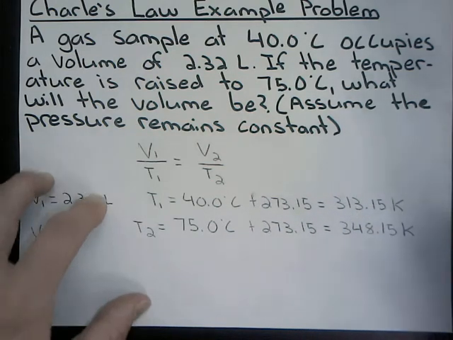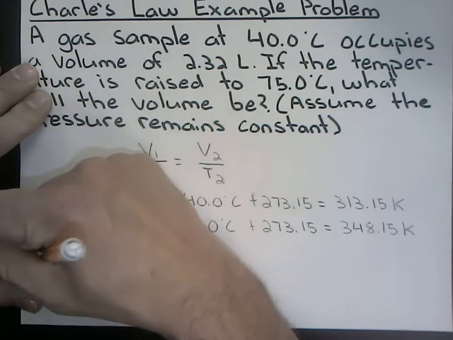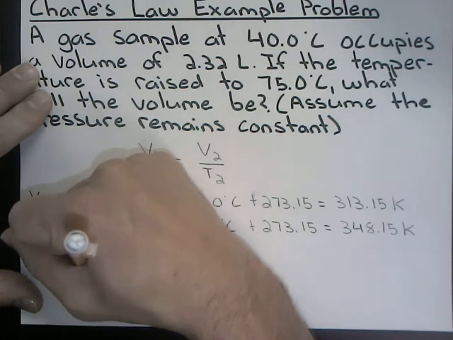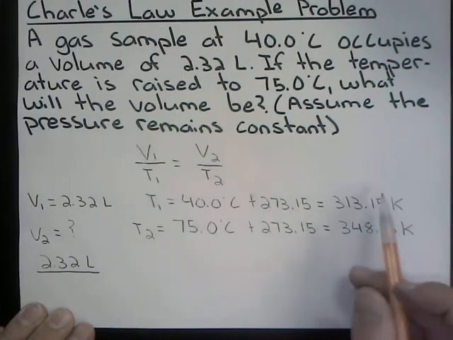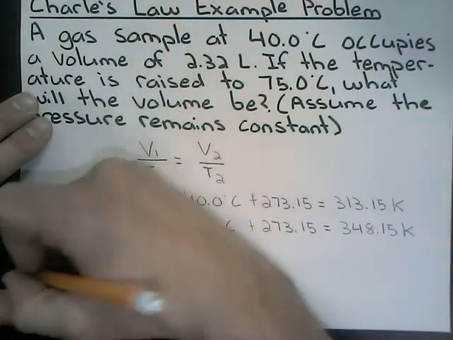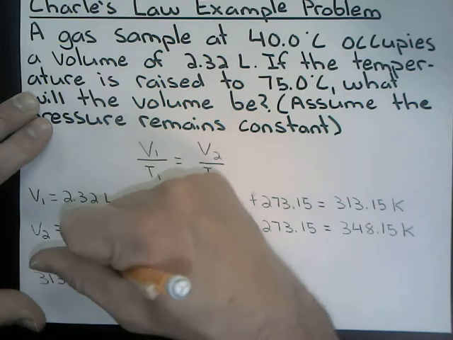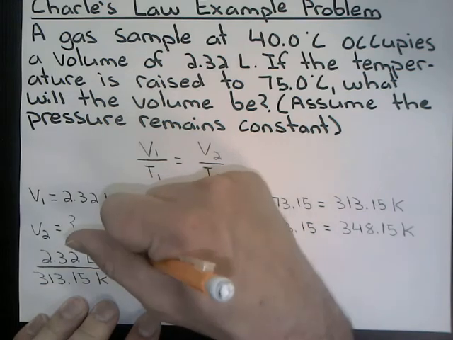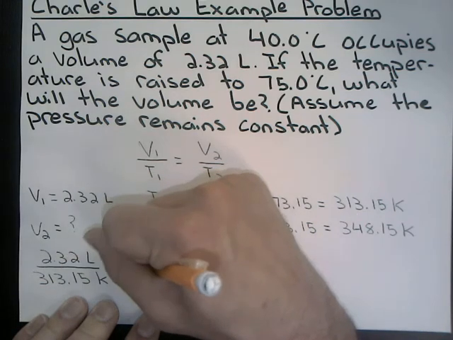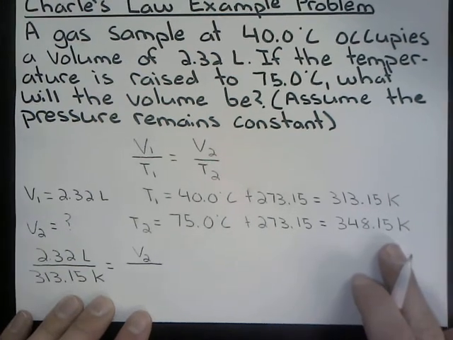And now we have all our players of the game, and we can plug this back into our equation. So we plug in here 2.32 liters. We divide that by our first Kelvin temperature, which is 313.15. And again, that is K for Kelvin. And we set that equal to our second volume, which we don't know. So we're just going to label that as V2. And we divide this by our second temperature in Kelvin.